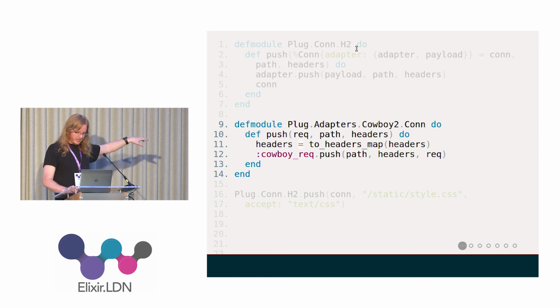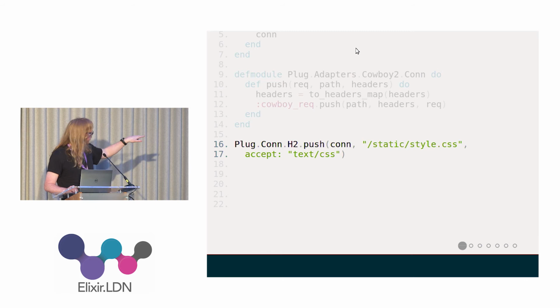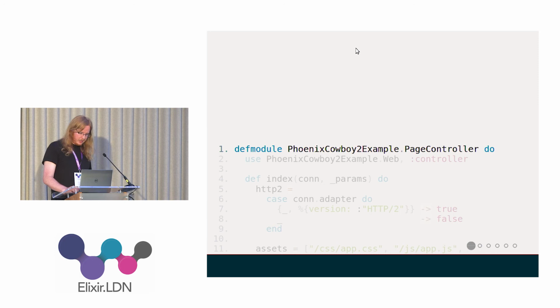The Cowboy request push function, if you're using HTTP/1, is just a no-op, it doesn't do anything, and if you're using HTTP/2, it initiates a server push. The only caveat here is that you need to call it before you start sending any response, otherwise it'll error. And if we look at how you could use it, you can call Plug.Conn.H2.push, and then the path and the accept header. So if we have a Phoenix project, we can see the page controller that's going to use this.